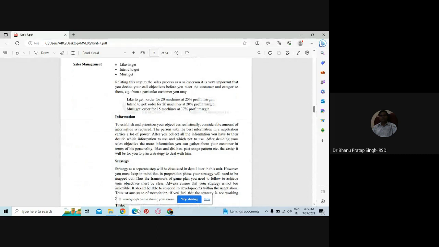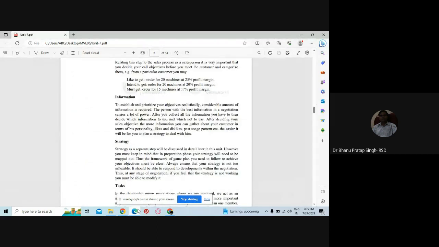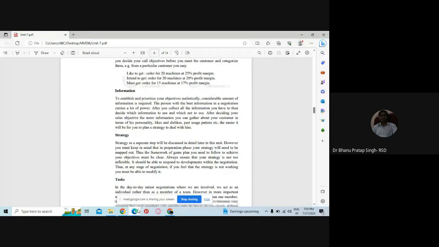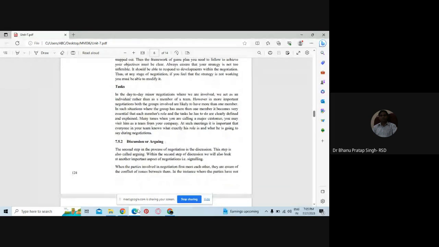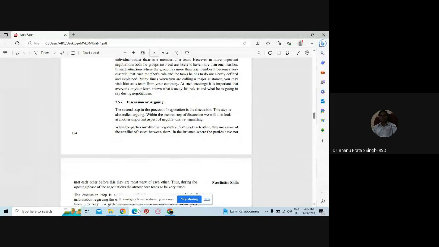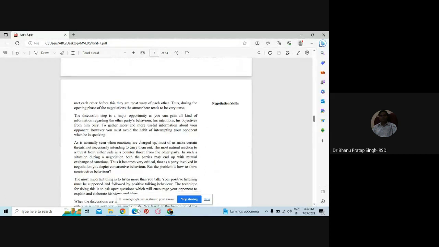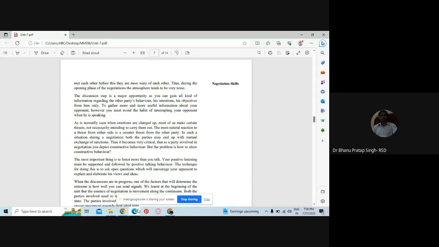The information about the product, what should be the strategy for the negotiation, and what tasks have to be taken by the salesman to negotiate with the customer or consumer, and how he or she has to argue with the customer to get to a mutual point where both parties are ready and both parties are interested to take the action. One has to sell and one has to purchase.